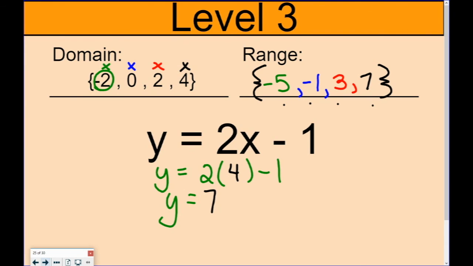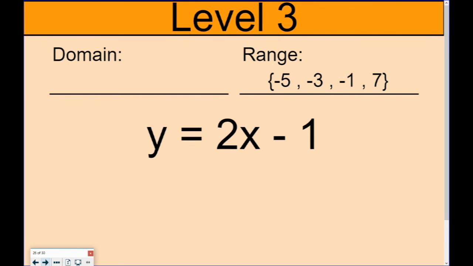Now the opposite also works. What if I gave you the range? I still got the same equation, but I gave you the range. So what did I give you this time? I gave you the y value. So now I would plug it right here. -5 equals 2x minus 1. This one will take a little bit more work because I've got to solve it.